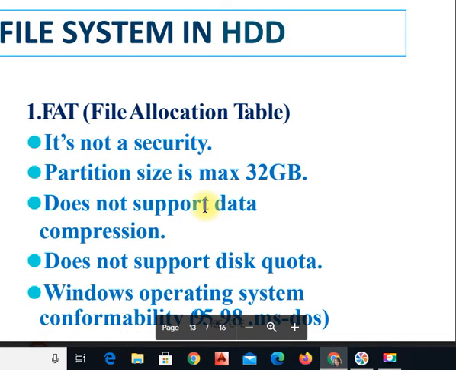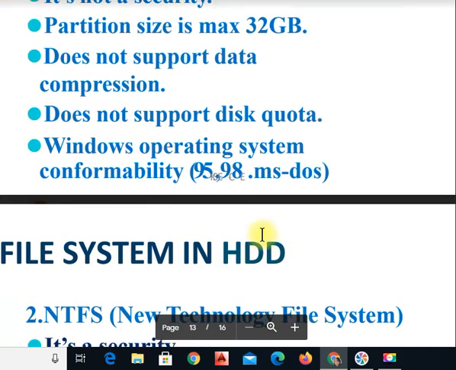Next portion is the file system in the hard disk, right? File system means there are multiple files that we store in the hard disk permanently. Okay, suppose I have different types of photographs in my hard disk, then different types of movies, games that I can store in my hard disk. So it is called my file, right? Now next one is file allocation table. What is a file allocation table? It is not a security, right?